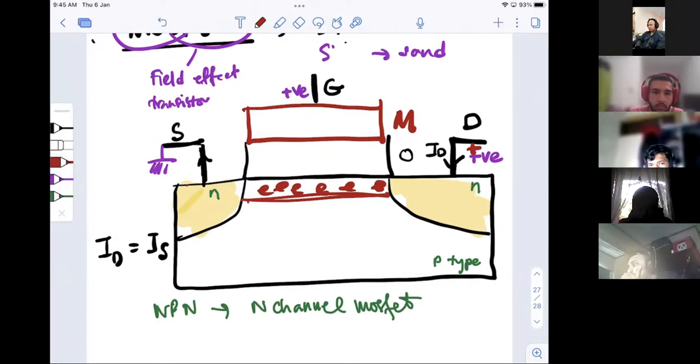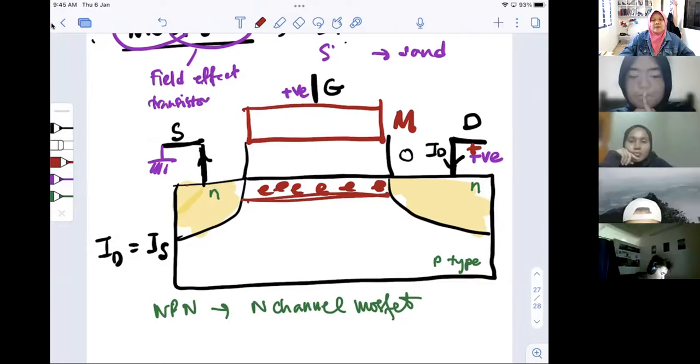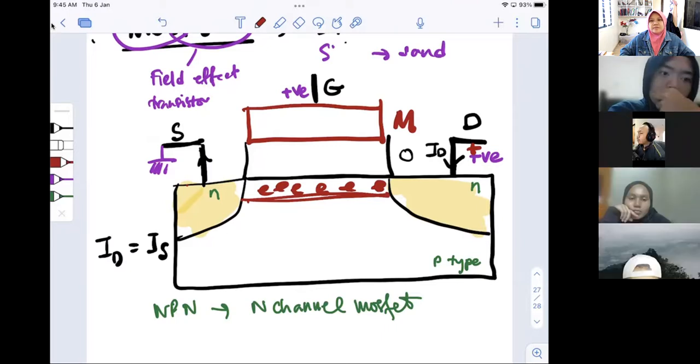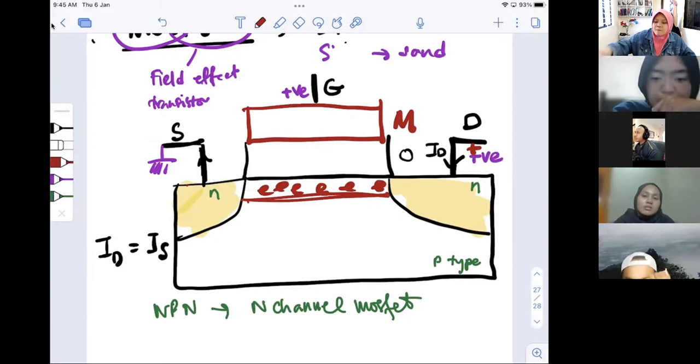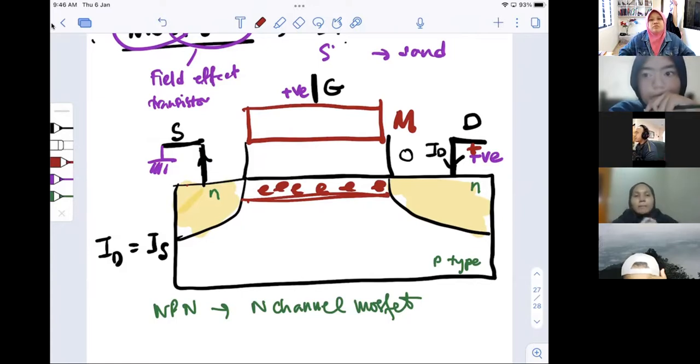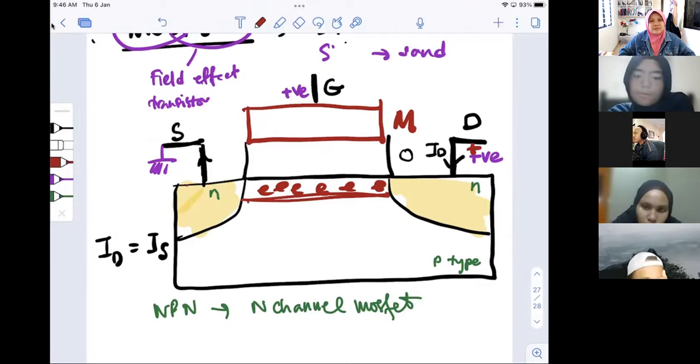Elmi? I think the drain current will stay the same. Why? Because the channel is the same. So you change the voltage of the drain, it doesn't change the current, because you are saying the size of the channel must remain the same.